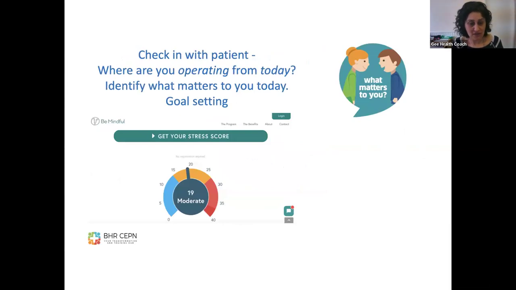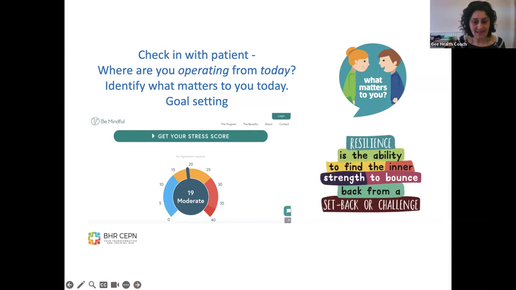So I check the patient and find out where they're actually operating from today. So, you know, what stresses and concerns do they have today that they want to talk about, and identify really what matters to them the most at this moment. And we'll shape some goals around that. Often I might just go online and use the Be Mindful app, which is 10 questions just to ascertain where they're sitting with the stress that they're feeling right now. Yasmina, if you just press the slide again.